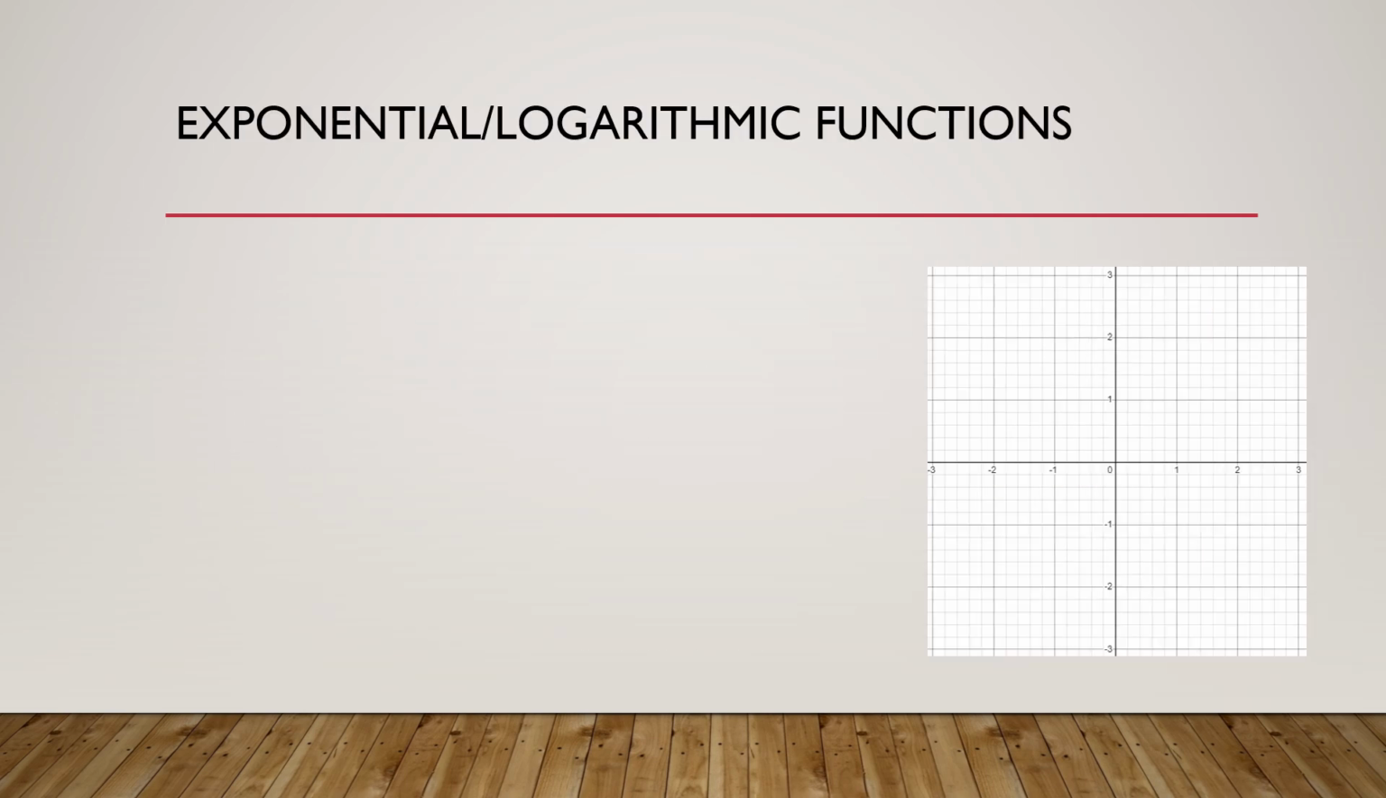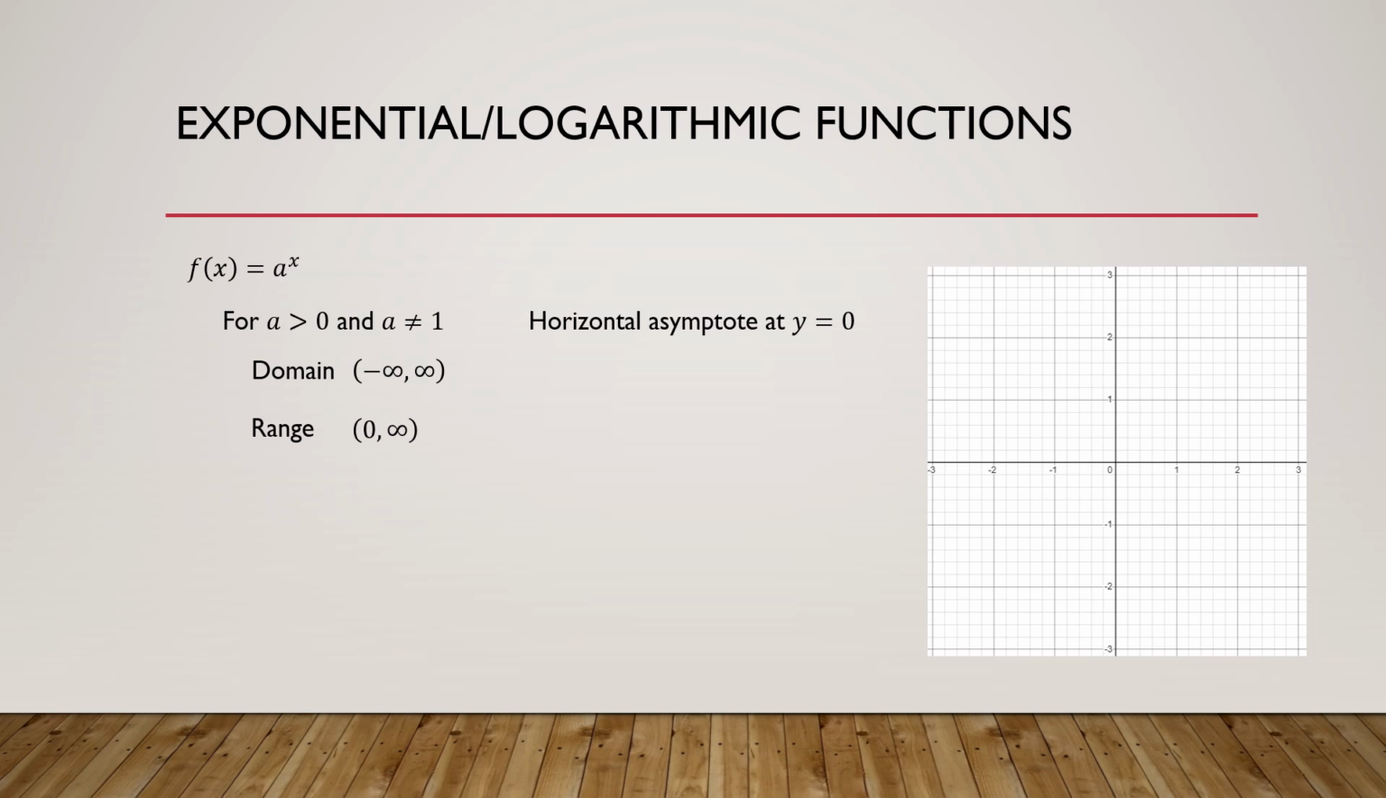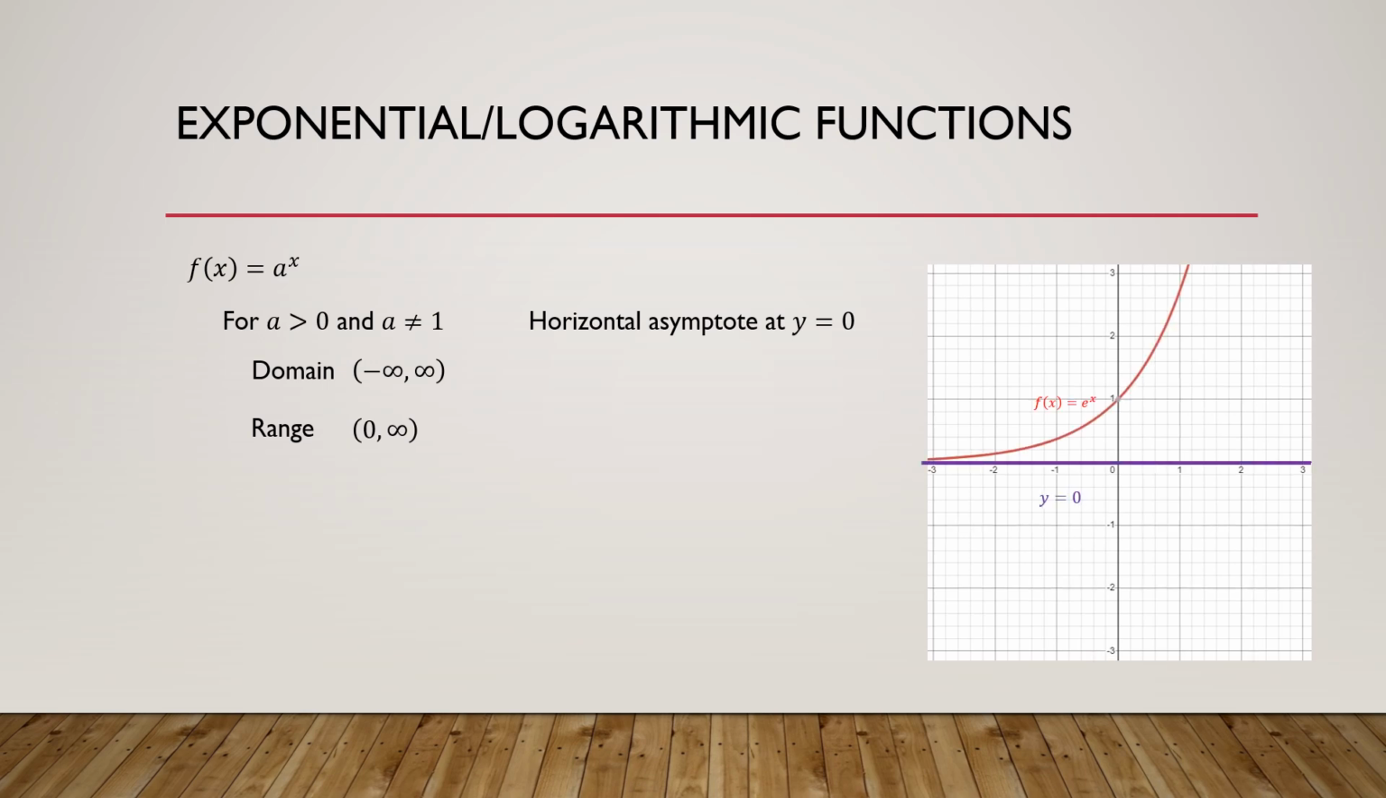Next, let's discuss exponential and logarithmic functions. F of x is equal to a to the x for all a greater than 0 and not equal to 1. The domain is all real numbers and the range is all numbers greater than 0. This means it will have a horizontal asymptote at y equals 0. We can show this with the graph of e to the x.